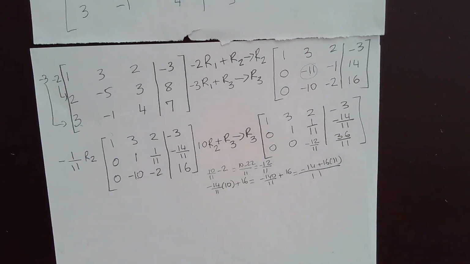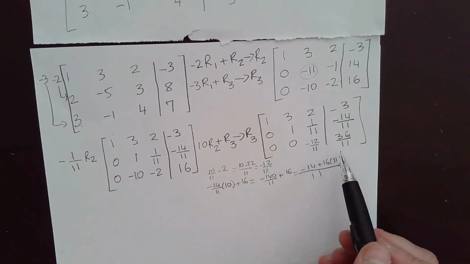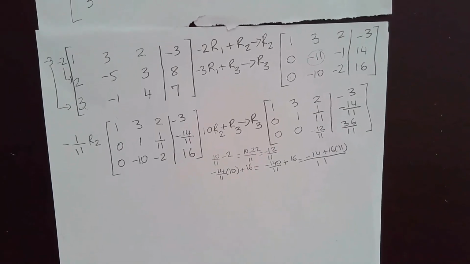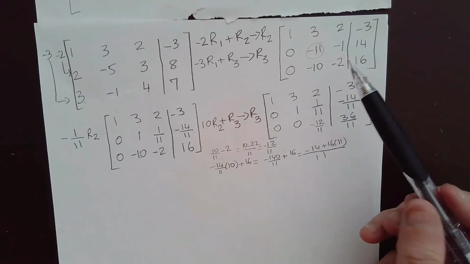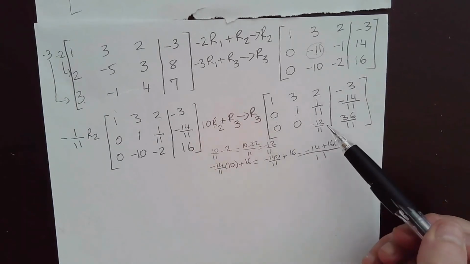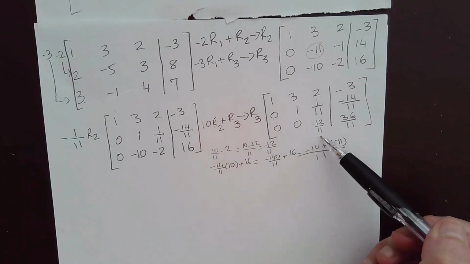A lot of times you're going to end up doing fractions like this. Please don't try to write your answer in decimals. Just leave them in fractions. So the first column and the second column are good. We're almost done. All we need to do is make this into 1.